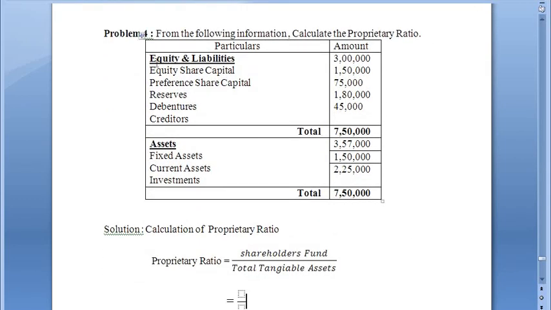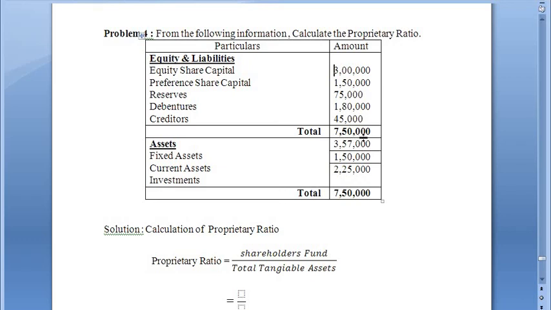I will read the problem. Problem number 4. From the following information, calculate the proprietary ratio. Which information have they given? A simple balance sheet of XYZ Company Limited. On the equity and liability side, they have given the amount of equity share capital, preference share capital, debentures, reserves and creditors. So this is the liability side, equity and liabilities.